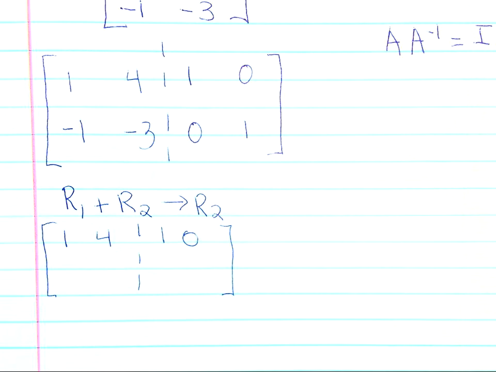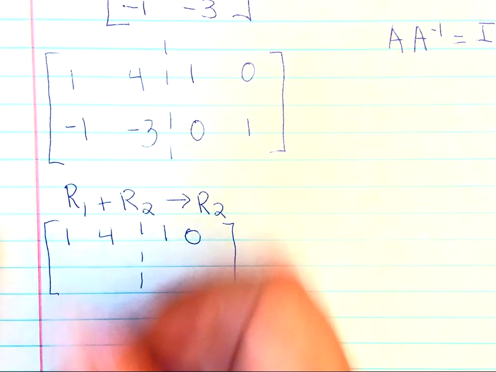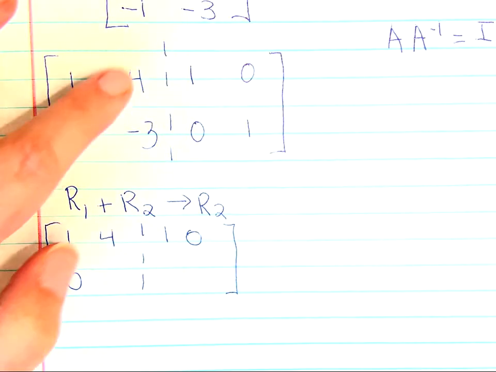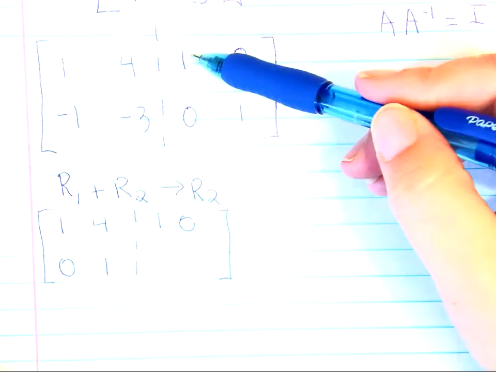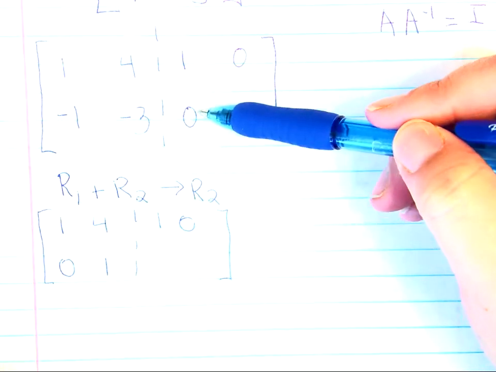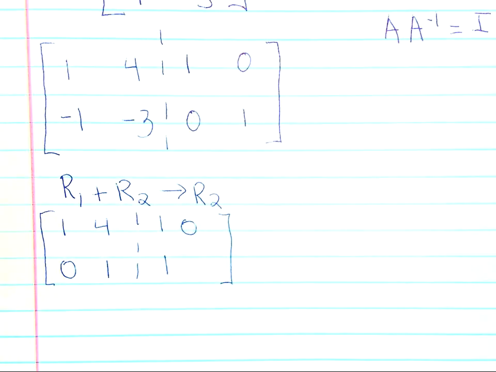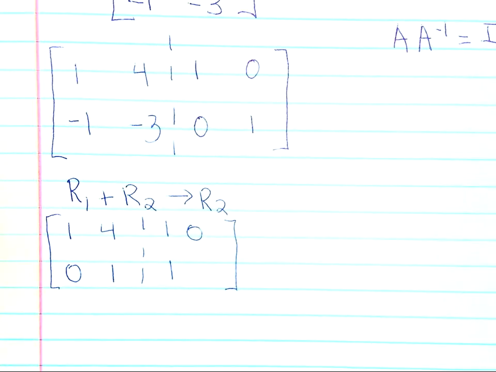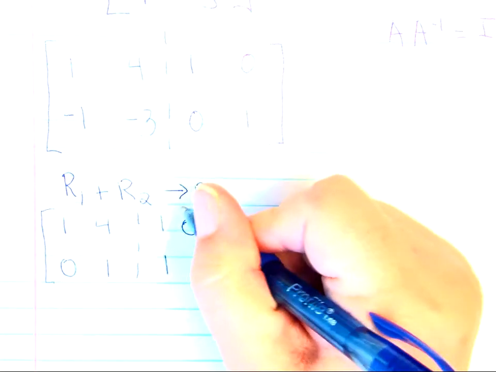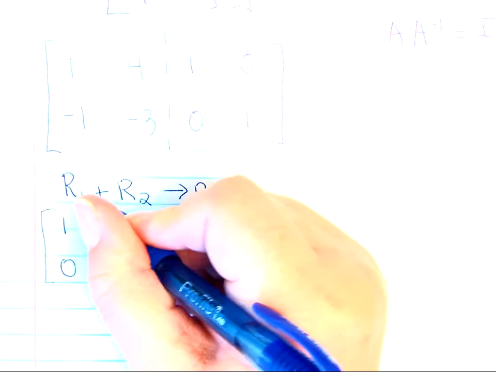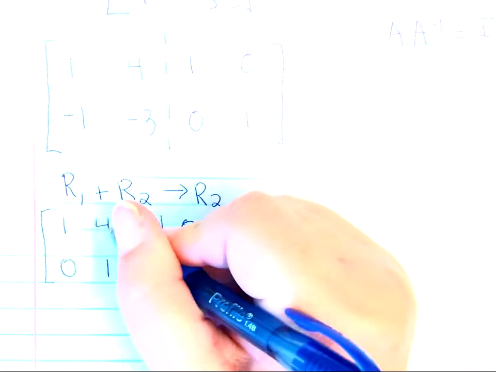Be careful with your algebra here. Most of you that have been making mistakes, it's been because of a silly multiplication or addition error. So 1 plus negative 1 is 0. 4 plus negative 3 is 1. 1 plus 0 is 1. And then 0 plus 1 is 1. Now again, we're not concerned about what happens here. We need to get this to be 1, 0, 0, 1.